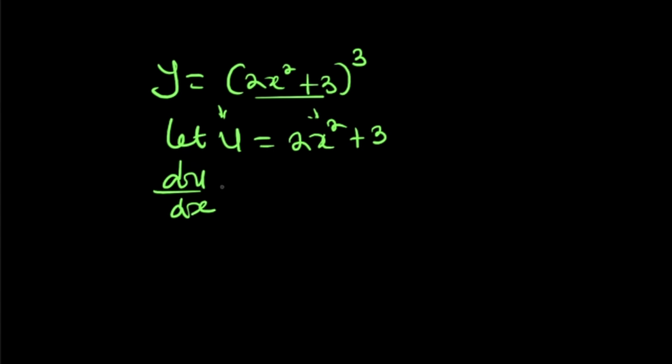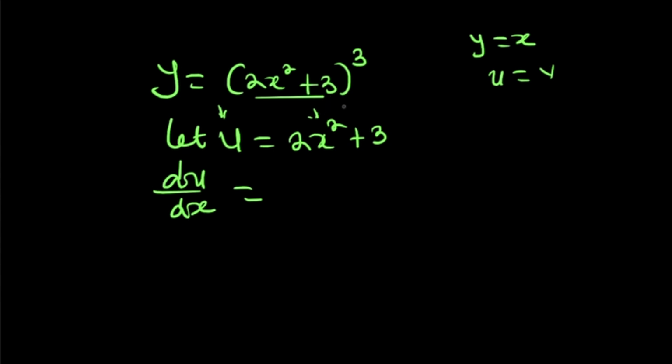Which means we are differentiating u with respect to x. If you have y is equal to x, it's going to be dy over dx. If you have u is equal to v, it's going to be du over dv. That's how it works. So in this case, we are going to say du over dx is equal to, for the power rule, we multiply the coefficient of x by the power and subtract 1 from the power.